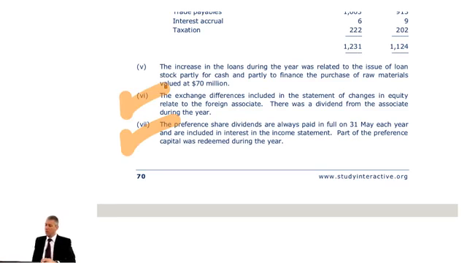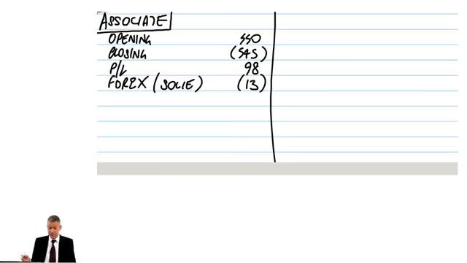There you go. So the preference share dividends are always paid in full each year and included as interest in the income statement. Of course, prefs themselves are debt, and the cost of debt is called interest, so that's fine. Part of the preference capital was redeemed during the year. We knew that already. We've got the 30 on the CFS. The exchange differences included in the statement of changes in equity relate to the foreign associate, but we knew that already. There was a dividend from the associate during the year. Actually, we can probably get away with closing that out now. So the examiner's saying, oh, well, there's a dividend from the associate. Okay, let's close that. Go on then. So that is associate dividend received.